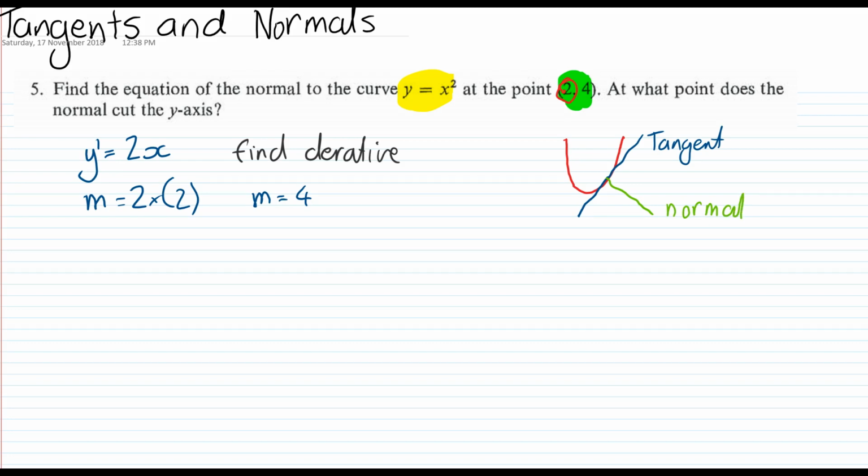Now the rule is that the tangent gradient, or m value, and the normal gradient, or m value, will times together to equal -1. So we have to ask our question, what times 4 equals -1? The answer is that m normal, or m with the little 2 on it, is going to equal 1 over -4, because 4 times 1 over -4 equals -1. So now we've got our normal's gradient.